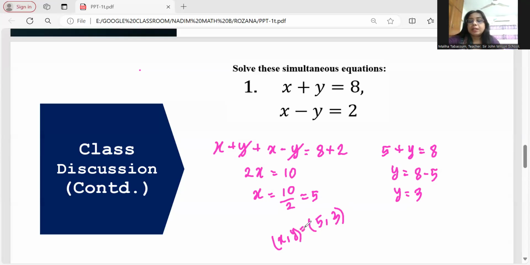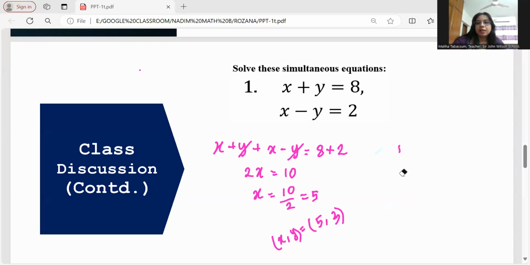Now let's check. In the first equation, if x is 5 and y is 3, 5 plus 3 is 8. It's true. And in the second equation also, if x is 5 and y is 3, 5 minus 3 is equal to 2. So our solution is correct. You can cross-check your answer by putting in the values.